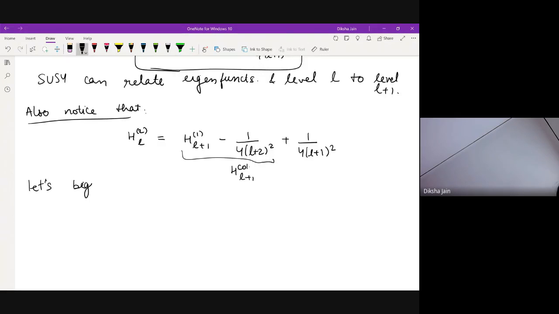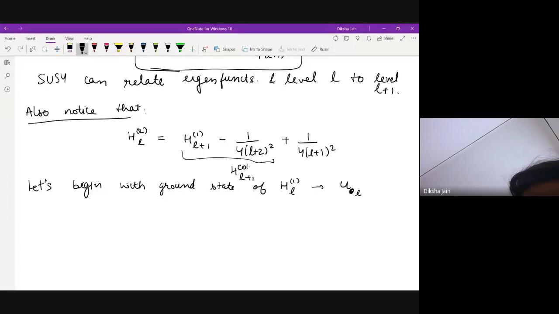Okay. So let's begin with, is it clear or I'm going too fast? Okay. So let's begin with the ground state. Ground state of H1 of L. I call it U, ground state 0 at L, because it's corresponding to H_L of 1. So even though the ground state is unique, you do not even need to write this one, but I am writing it for the sake of convenience.